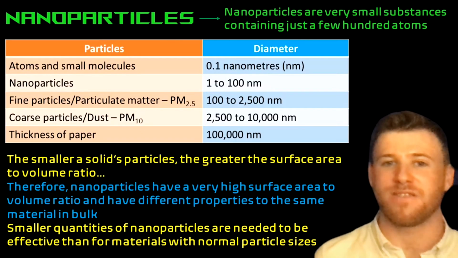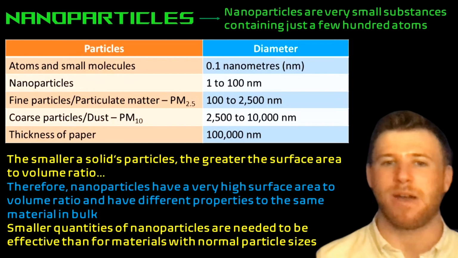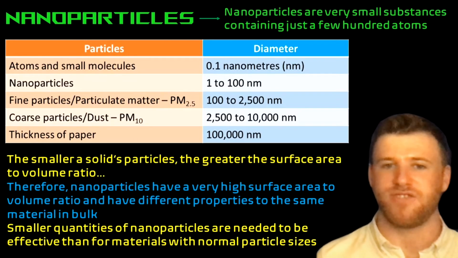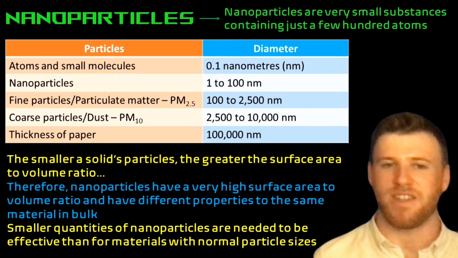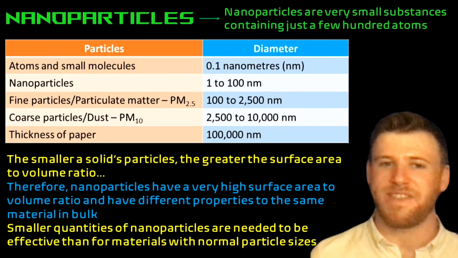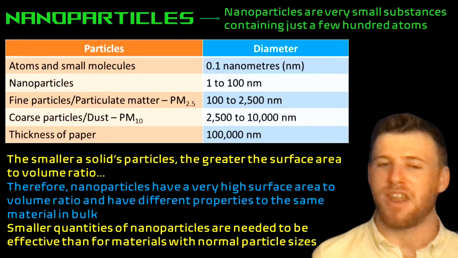Comparing that to real life things that we know about and see, fine particles, or particulate matter, that's sort of pollutants that can be found in the exhaust of cars. Again, we can't see these pollutants. They're about 100 to 2,500 nanometers wide. The coarse particles are things that we often just call dust. We're starting to be able to see the particles at this point, 2,000 to 10,000 nanometers wide.